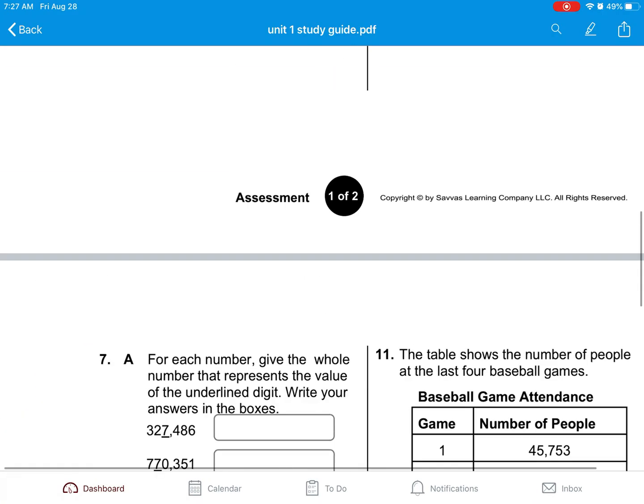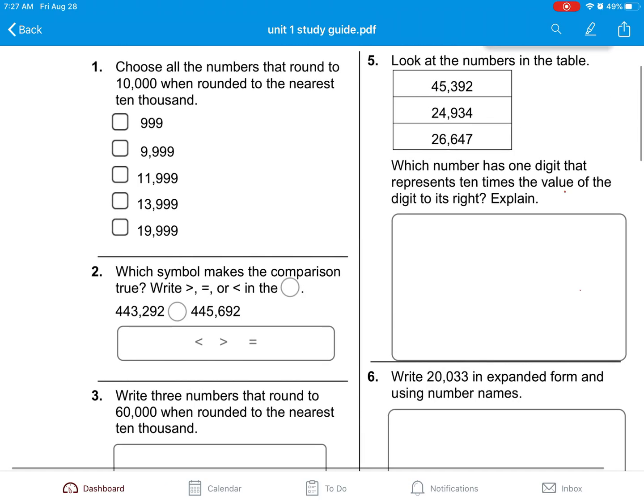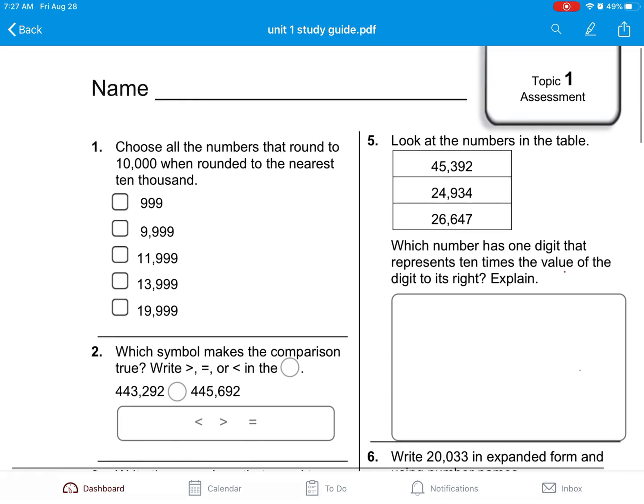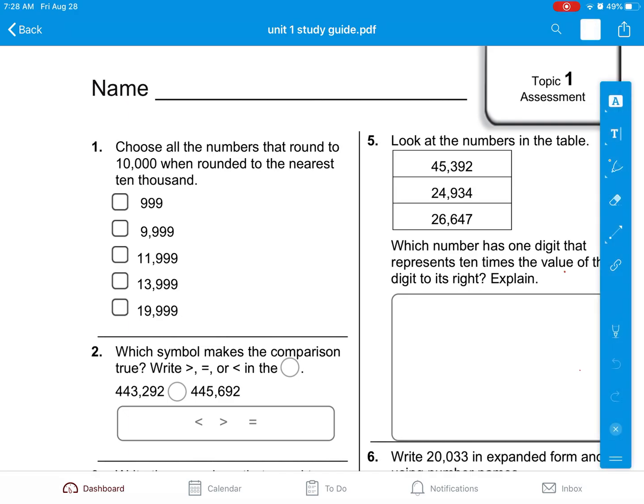Alright, so we're going to start with number 1. It said to choose all the numbers that round to 10,000 when rounded to the nearest 10,000. So I need to think about my rounding rules. Remember that the rules for rounding say if it's between 0 and 4, you're going to leave the number the same. But if it's between 5 and 9, you're going to round the number up to the next digit.